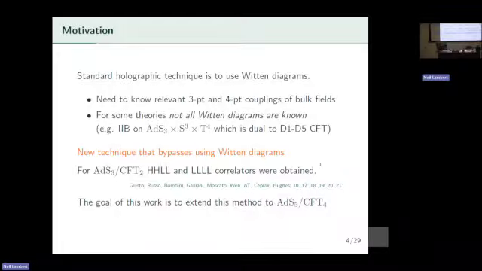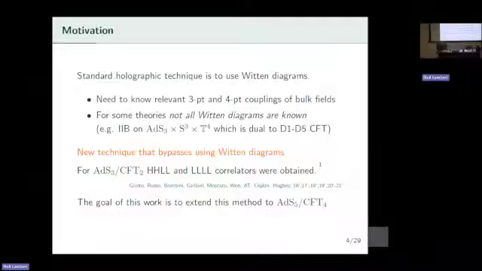As you all know, the standard holographic method to compute correlators is to use Witten diagrams. However, in practice, this method relies on the knowledge of the relevant 3-point and 4-point couplings of the fields in the bulk. And in spite of all the developments in holography, there are still many theories for which this information remains unknown. Such an example includes type IIB theory on AdS3 times S3 times T4, which is dual to the famous D1-D5 CFT, which is particularly interesting for black hole physics.